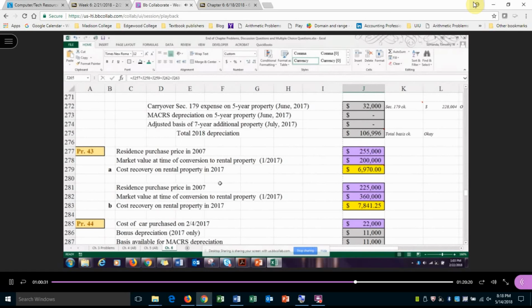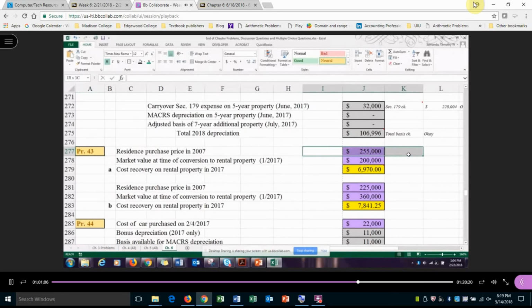So maybe we'll just take a minute to look at least one of these. Let's look at problem number 43 toward the top of page 6-56. I'll get you started on this one. Janet purchased her personal residence in 2007 for $250,000. She converted it to rental property. The market value at the date of conversion was $210,000. Determine the amount of cost recovery that can be taken in 2017.